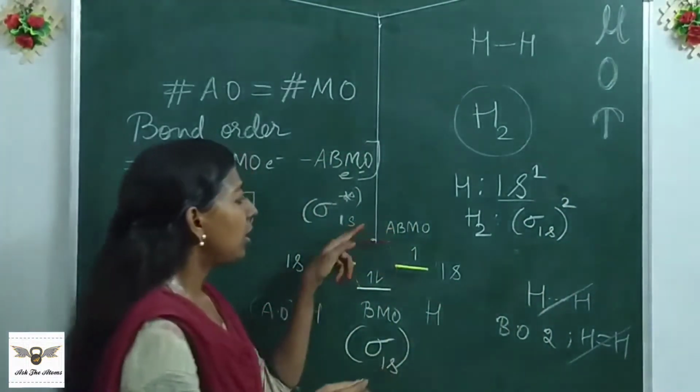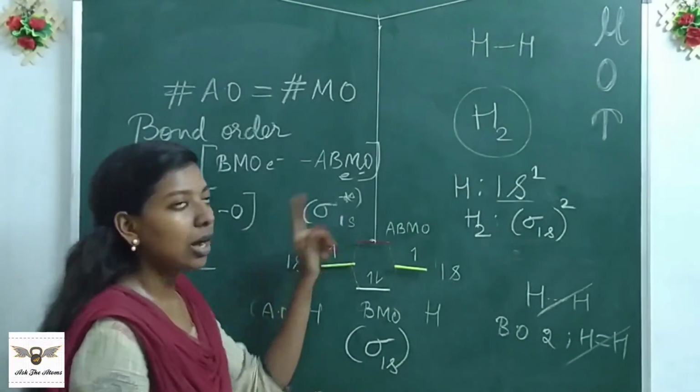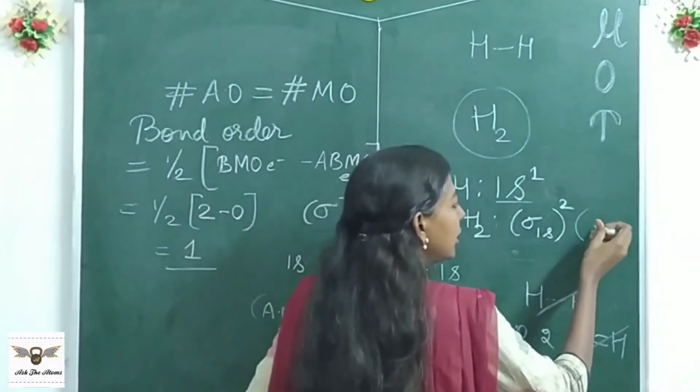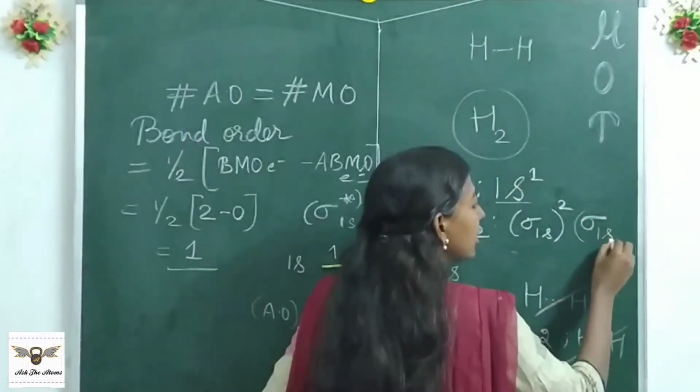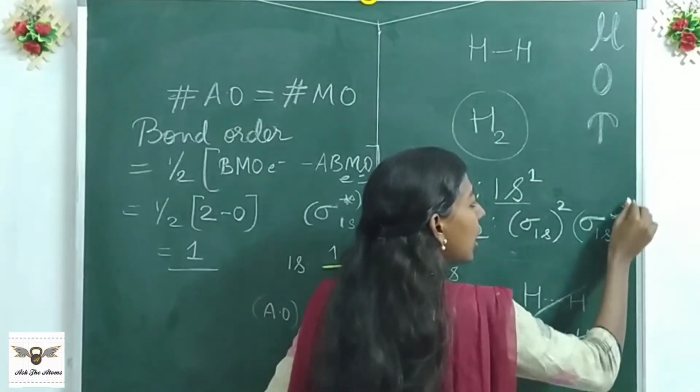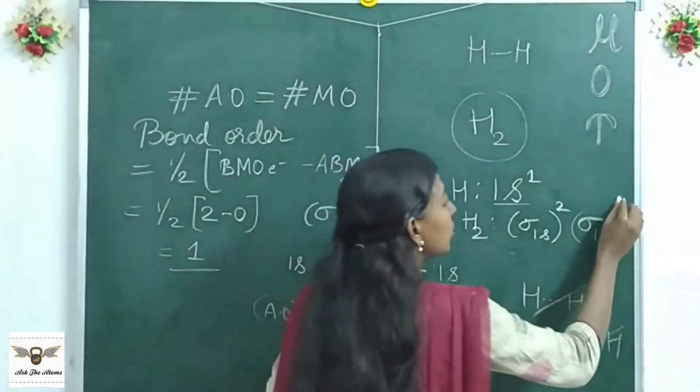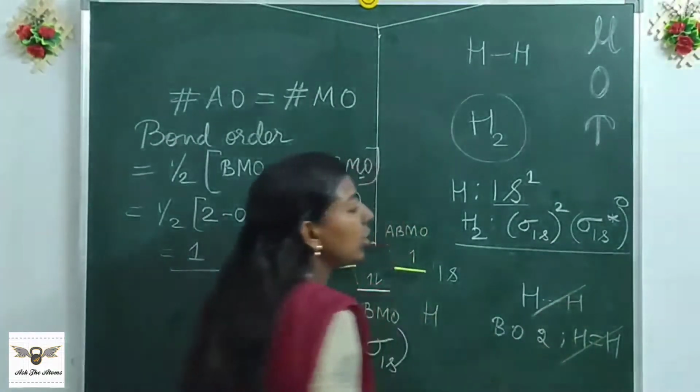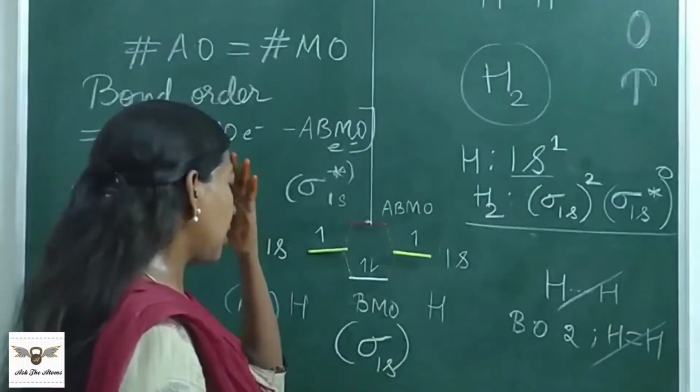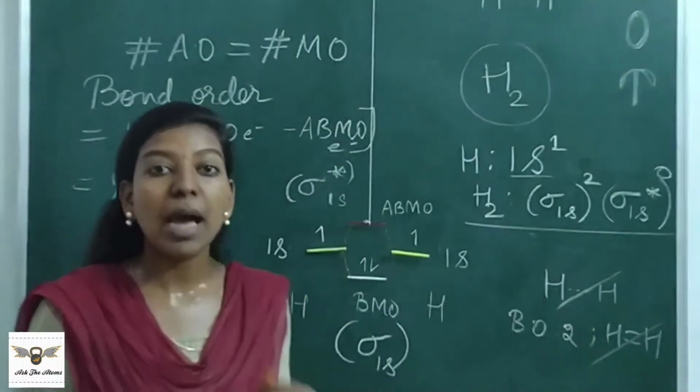Then next level, molecular orbital, I have sigma 1s star. Then you write sigma 1s star. How many electrons in that? 0. So this is my molecular configuration. Okay. Next we shall learn about the molecular magnetic property.